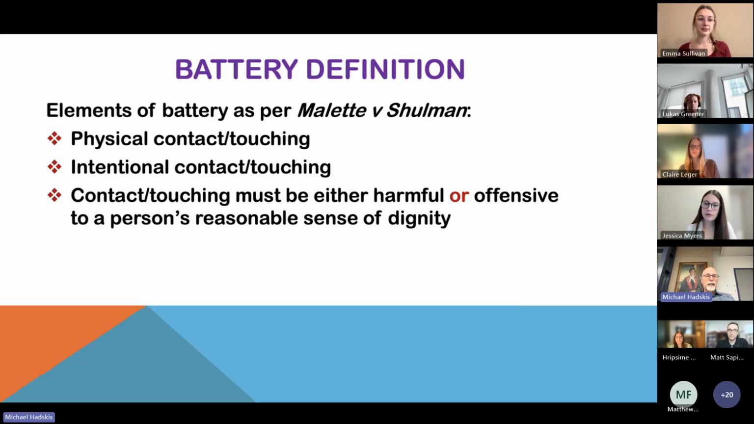There being no hands, I take it that we're all in agreement, all three elements are satisfied, and that we need not get hung up on the harmful piece, because it's harmful or offensive. All right, so I think, in fact, she could succeed in a battery action.